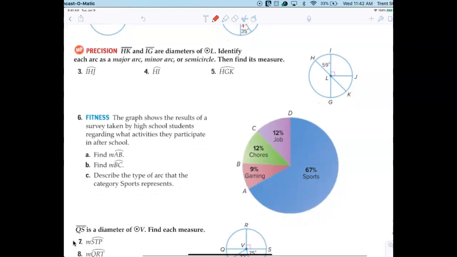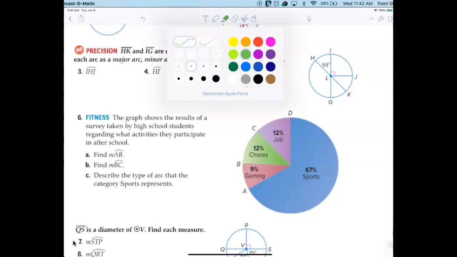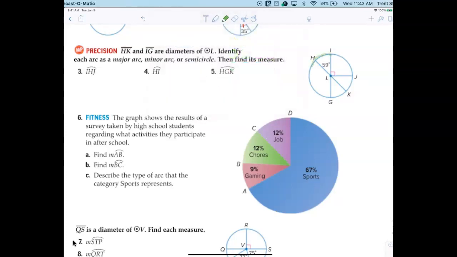Now, notice the way they write these. So IHJ, we're going to have to go I to H to J. Does everybody see that? You have to watch what I'm doing to make sure you understand how they're labeling the arcs. So what is IJ? 90 degrees. So that means the measure of IHJ would be what? How many degrees? 270 degrees, right?